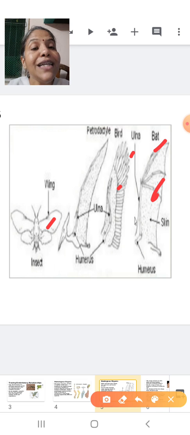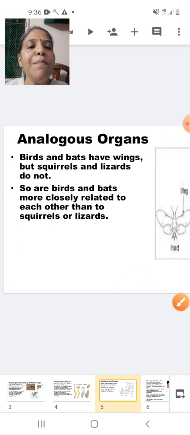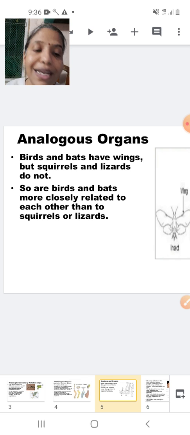Okay, now such a type of organ is called an analogous organ. Analogous organs always explain a different ancestry. Okay, now let's do the reading part. Birds and bats have wings, but squirrels and lizards do not. So birds and bats are more closely related to each other than to squirrels and lizards.